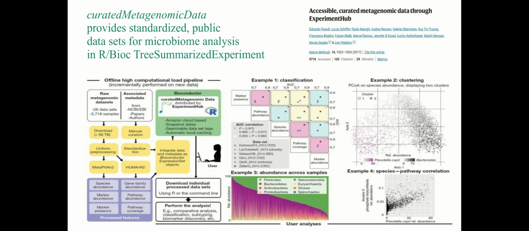that processes the different datasets in a unified manner, and then provides the final output data, taxonomic abundance tables, and side information in the TreeSummarizedExperiment format. And you can have a look at more information from this publication that you see on the slide. There are now dozens of different human microbiome datasets available publicly using this standardized pipeline.